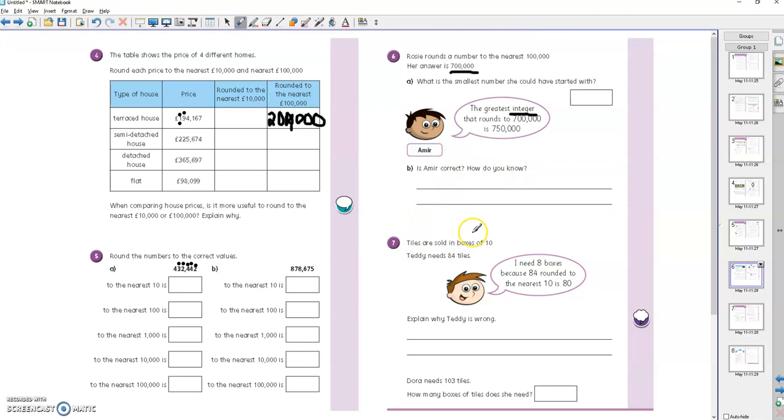Number 7, tiles are sold in boxes of 10. Teddy needs 84 tiles. He says, I need 8 boxes, because 84 rounded to the nearest 10 is 80. Explain why he's wrong. So he needs 84 tiles. That gives you the clue. And then Dora needs 103 tiles. How many boxes will she need?